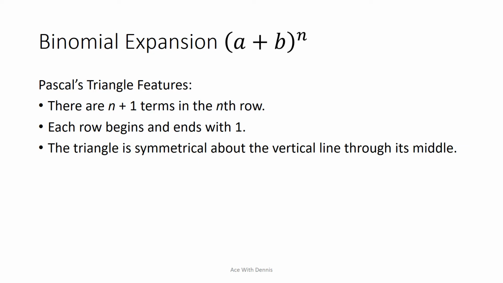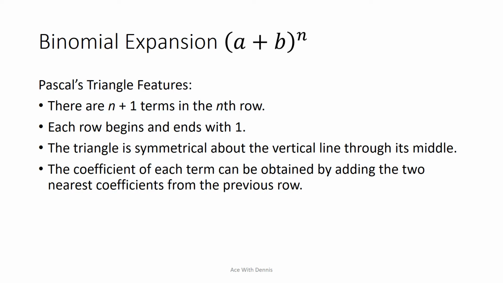The next one, the triangle is symmetrical about the vertical line through its middle, so we get an isosceles triangle. The next one, the coefficient of each term can be obtained by adding the two nearest coefficients from the previous row. I've shown you how to get or guess the coefficients by adding the two numbers from the previous row.